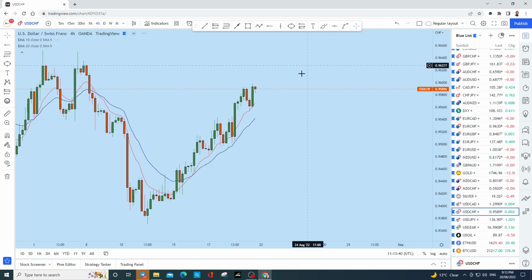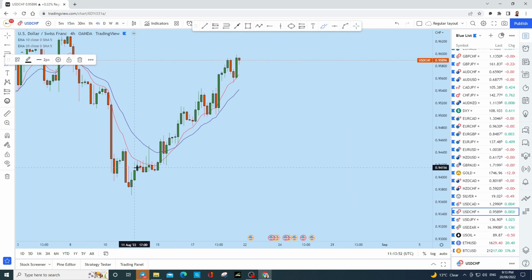Now let's look at USDCHF. As you can see, USDCHF and USDCAD both have the same kind of bullish price action. You see the price was moving in a trend with a series of higher highs and higher lows. This is a nice looking bullish price action on USDCHF.